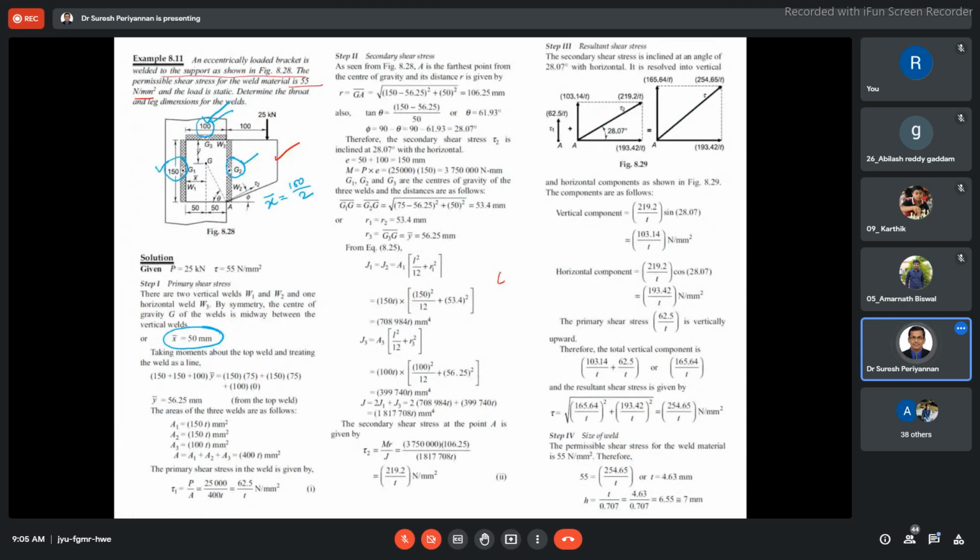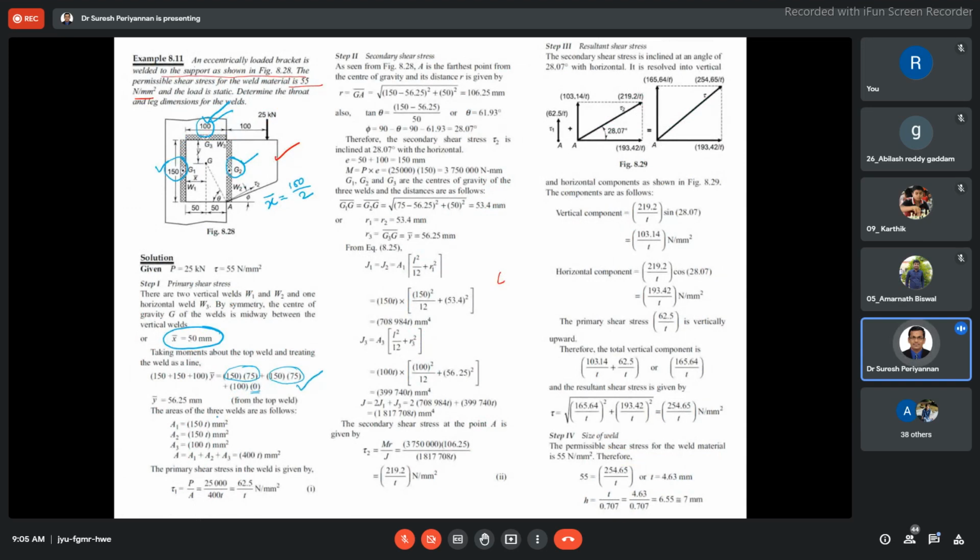Then for Y bar, apply the earlier concept. Y bar is nothing but 150 for one weld, 150 into 150 by 2. For the other vertical weld, again 150 into 150 by 2, that is 75 mm. Then the horizontal weld is here. I am assuming the thickness center of gravity is 0, so 100 into 0. Then this is going to give your X bar and Y bar.